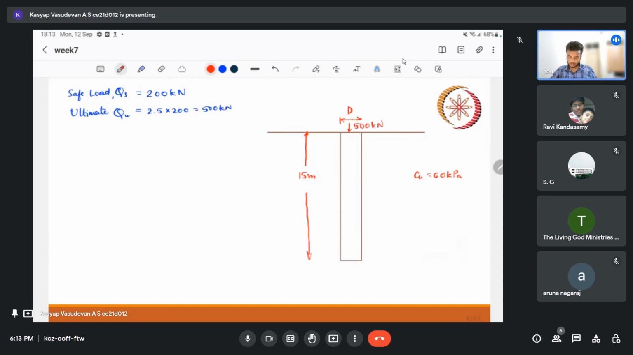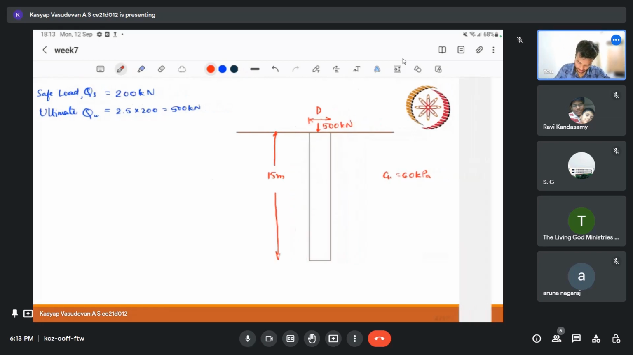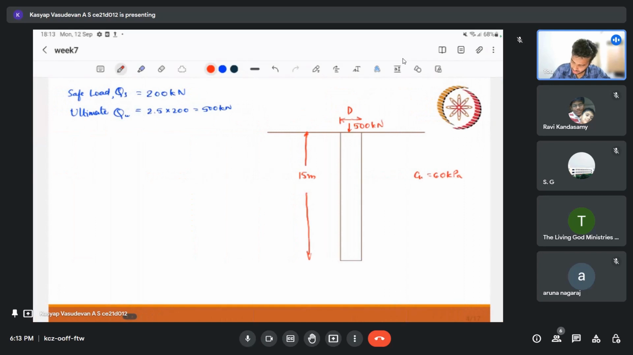So just as usual, let us write the equation that we are interested in. Qu is equal to, we know it deals with two terms, one dealing with the bearing and another with the shear resistance. So let me write it as Qup plus Qs.